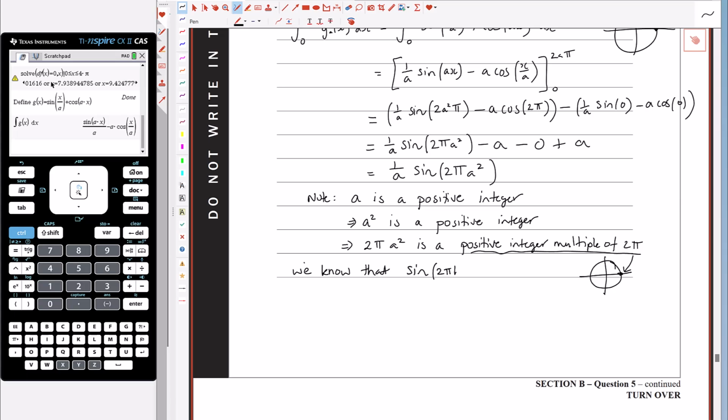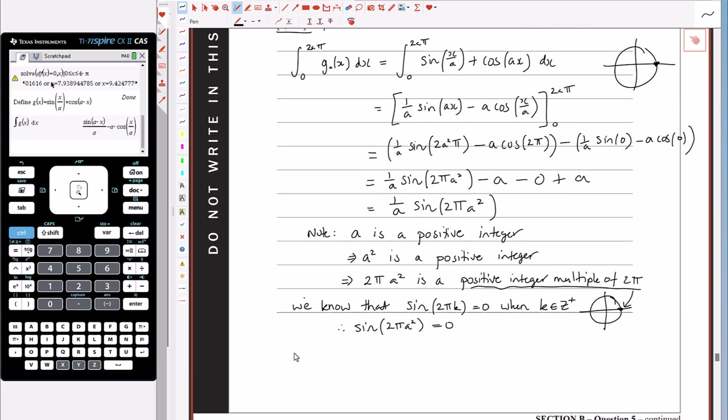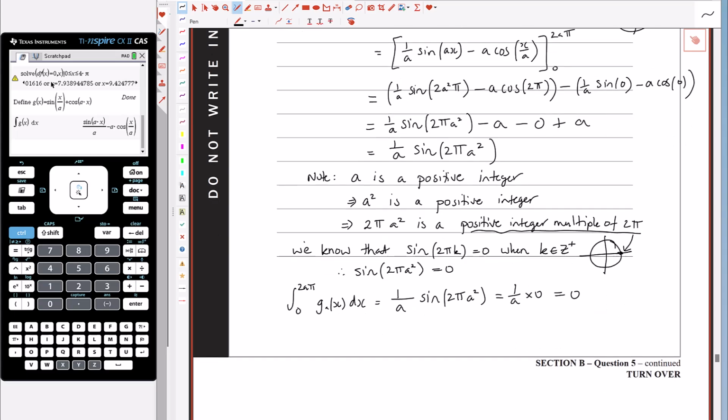So we know that sin(2πk) equals 0 when k is a positive integer, and so therefore sin(2πa²) is equal to 0. And so the integral from 0 to 2aπ of g_a(x) dx is equal to (1/a) times sin(2πa²), which means it's equal to 1/a times 0, and therefore it's equal to 0.